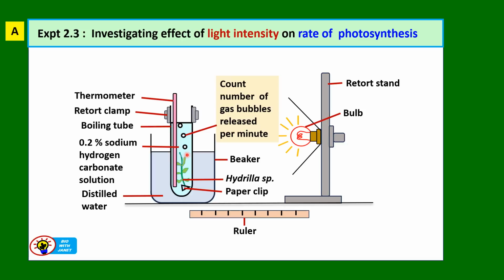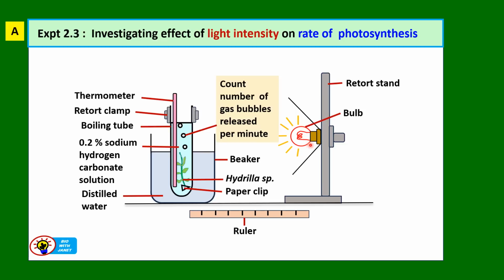Okay, so after you have attached a paper clip to the Hydrilla plant, then fill up the boiling tube to near the top with the 0.2% sodium hydrogen carbonate solution to provide the carbon dioxide for the plant to carry out photosynthesis. Next, put the plant into the boiling tube and then clamp the boiling tube vertically to a retort stand here. So there's another retort stand on this side. Now next, your light bulb. So you're using a 60 watt bulb.